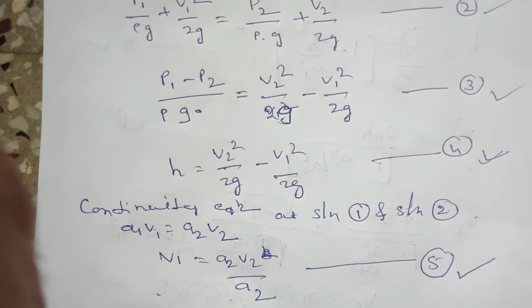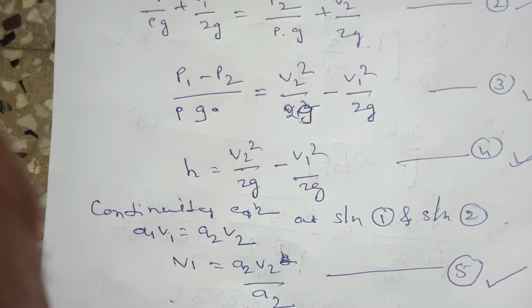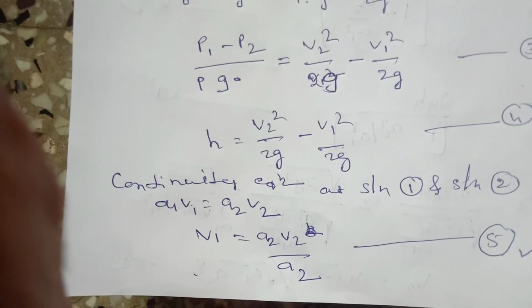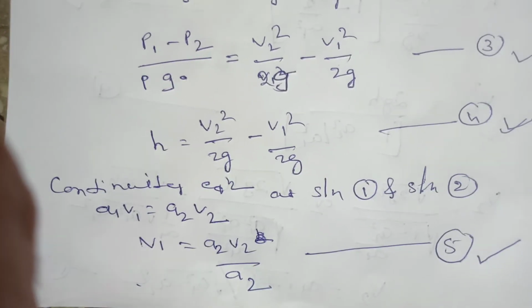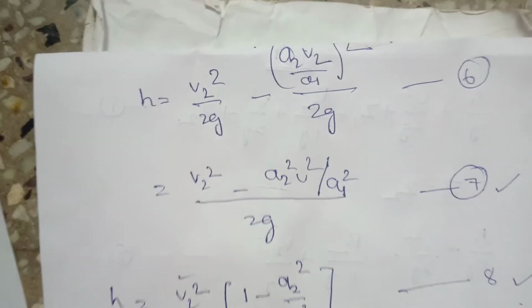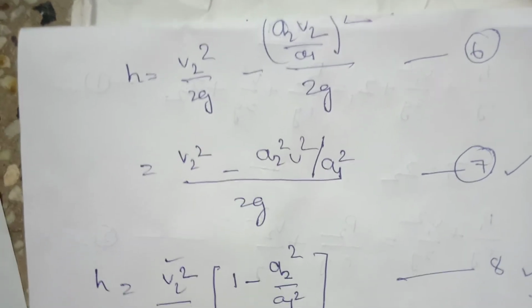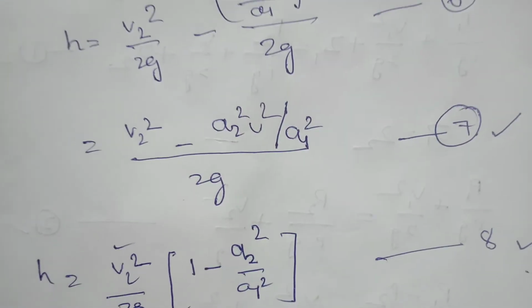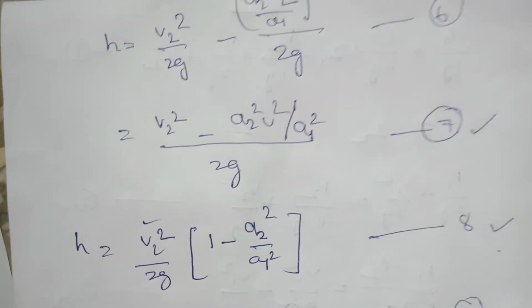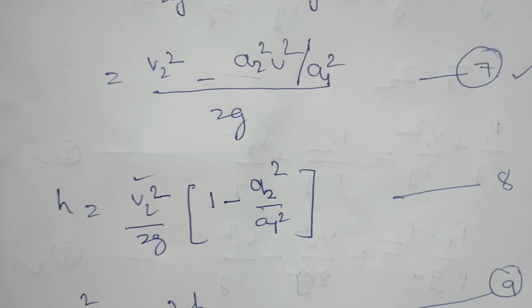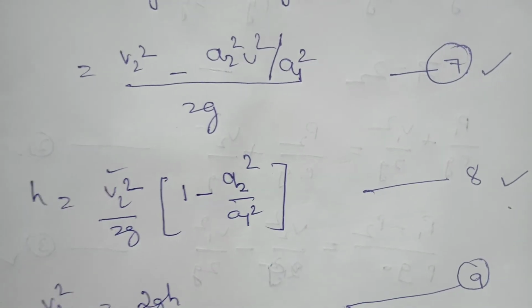H is equal to V2 square by 2g minus V1 square by 2g, and there I substitute the V1 value. This equation 5 I substitute in equation 4, so that I get equation number 6. I substituted the value of V1. I simplify that and get equation number 7. Just simplification. Again further I simplify: I take V2 square by 2g outside and rewrite the equation. I get equation number 8.